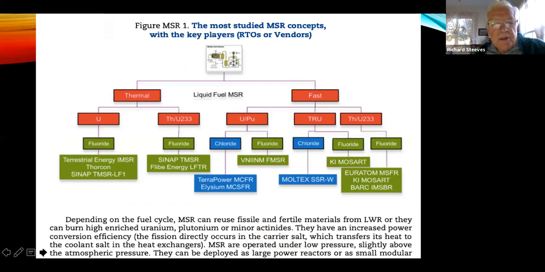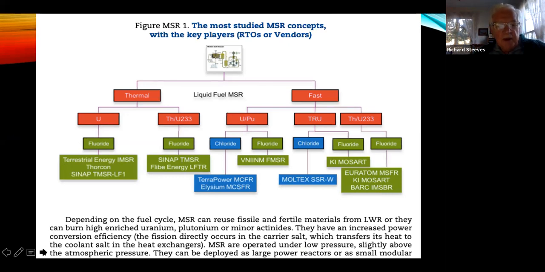This just shows you some of the new things that are happening within the field of the liquid fuel molten salt reactor. It can work at lower neutron energies, called thermal neutrons, as well as fast neutrons, and different types of fuel can be set up here. I won't go into the details, but you can also use either fluoride or chloride salts. But look at all these companies: ThorCon, Terrestrial, TerraPower. You've heard of these, just incredible. All these different companies getting on the bandwagon.